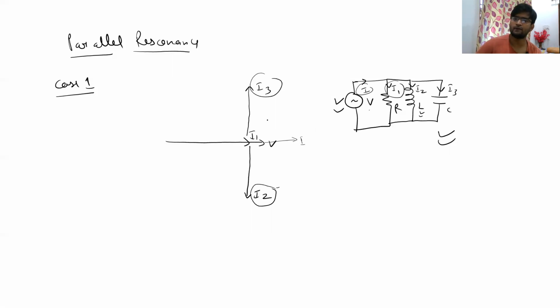So what should have to happen? This I3 component must be cancelling out this I2 component, right? So in order to get a resonance in this particular case of the parallel circuit, your I3 should be equal to I2. Clear? So in that case, your final current I will be equal to basically I1, right? So this will ensure that voltage and I are in same phase.